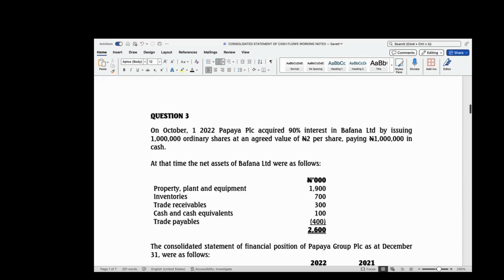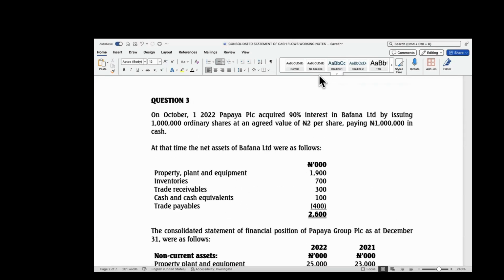Now let's apply it. If you look at this question, it says on October 1st, 2022, Papaya PLC acquired 90% interest in Bafana Limited by issuing 1 million ordinary shares at an agreed value of 2 naira per share, paying 1 million in cash. So you see that Papaya acquired 90% in Bafana. He issued ordinary shares at an agreed value of 2 million, and he paid 1 million in cash.